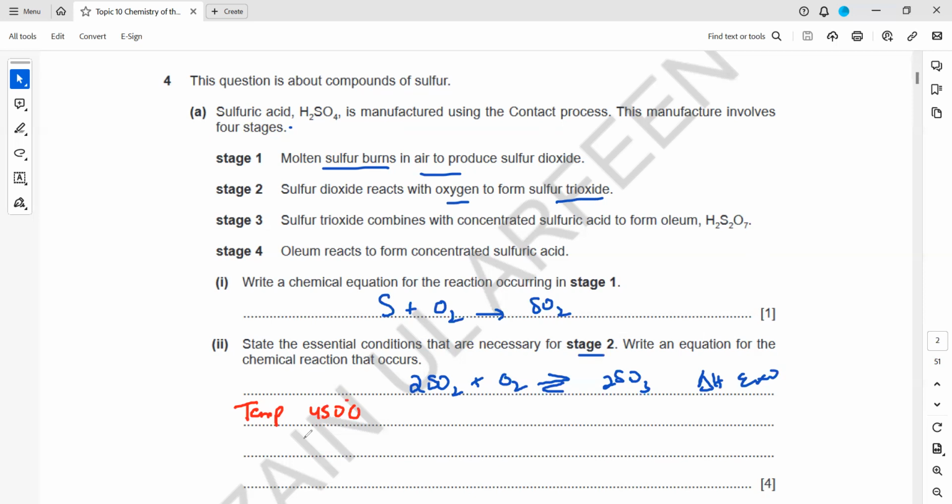450 degrees. What is the catalyst used for this reaction? Vanadium pentoxide, V2O5. And what is the pressure we maintain? High pressure, 2 to 3 atm. That is the pressure we maintain for this reaction.